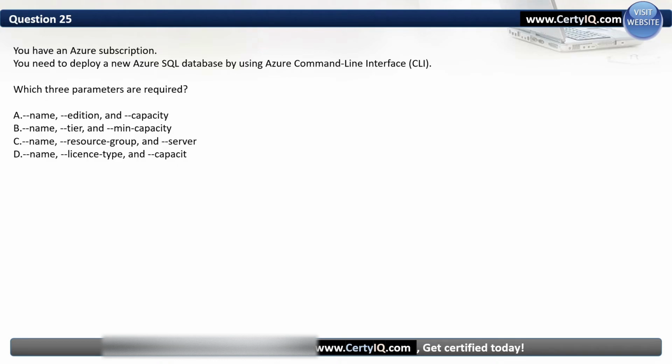Question 25. You have an Azure subscription. You need to deploy a new Azure SQL database by using Azure command-line interface. Which three parameters are required? The correct option is C. Name, resource group and server.